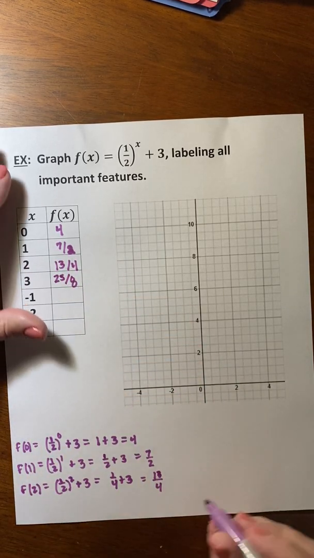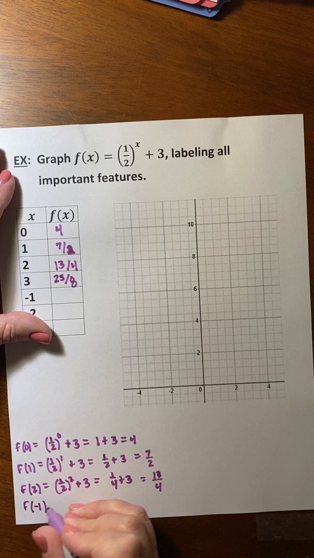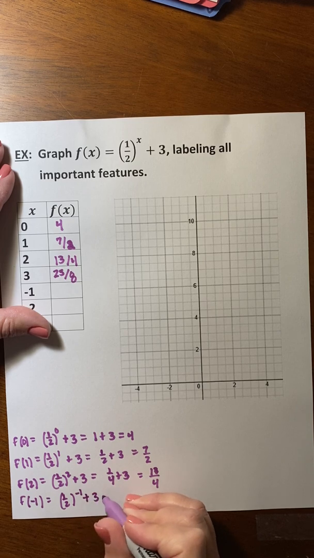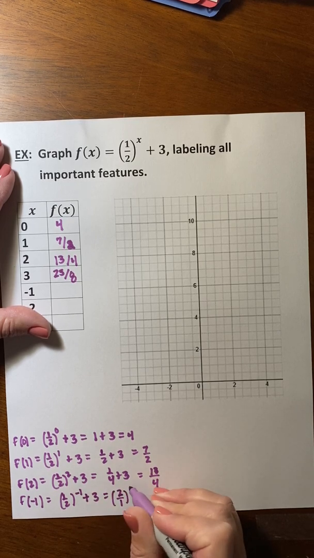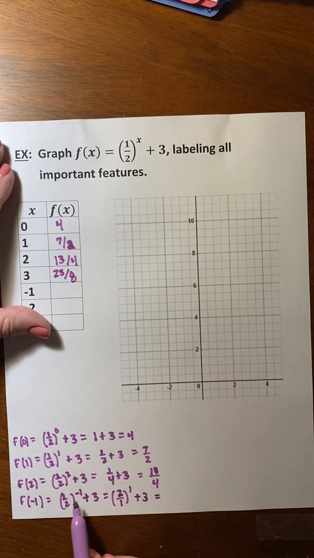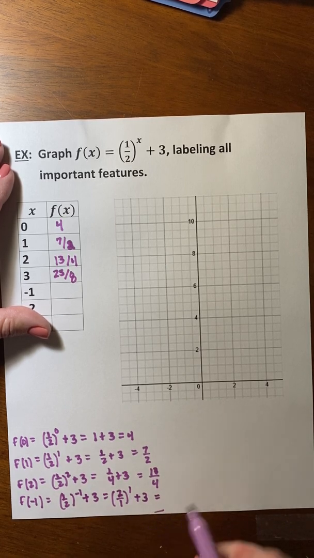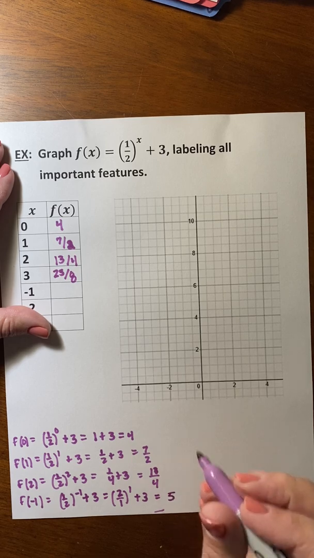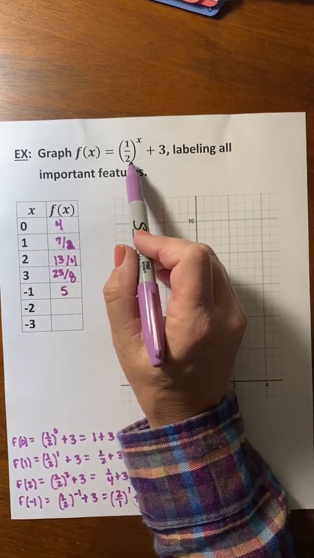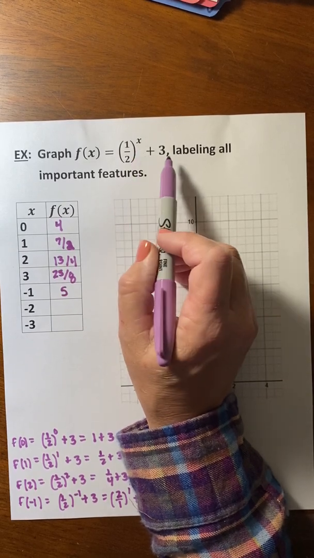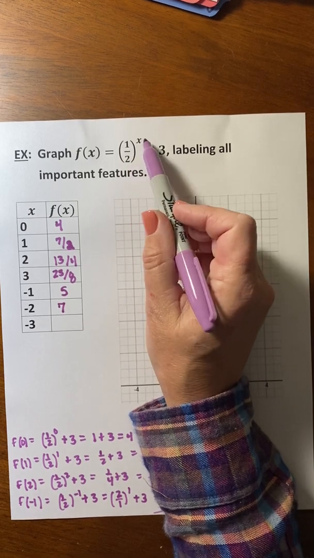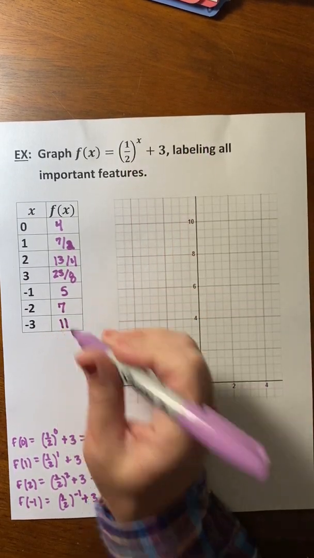Be careful with negative values here, f(-1). If you remember our cool trick, when we're raising a fraction to a negative power, it's equivalent to its reciprocal to that positive power. So that's going to be (1/2)^-1 is just (2/1)^1, which is 2, plus 3, which is 5. So that's going to be 5. I put -2 in. That's going to be 2 squared. 4 plus 3 is 7. And then I put in -3. That's going to flip it and make it 2 cubed, which is 8, plus 3 is 11.